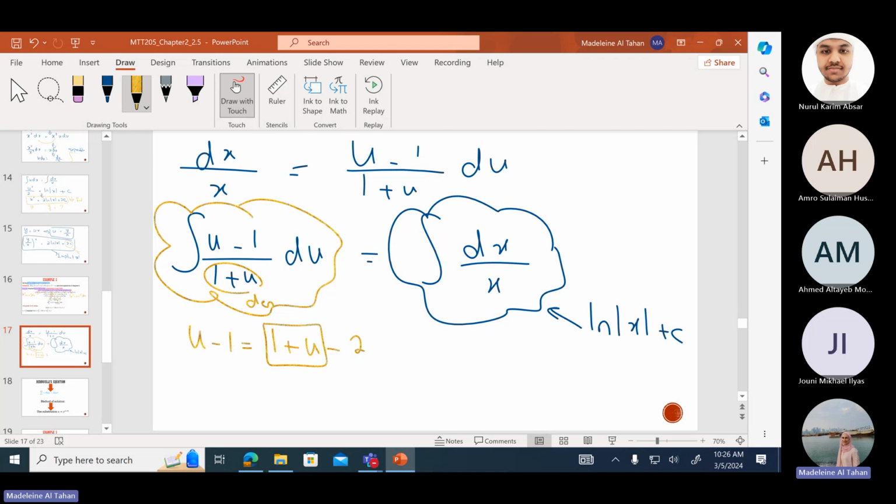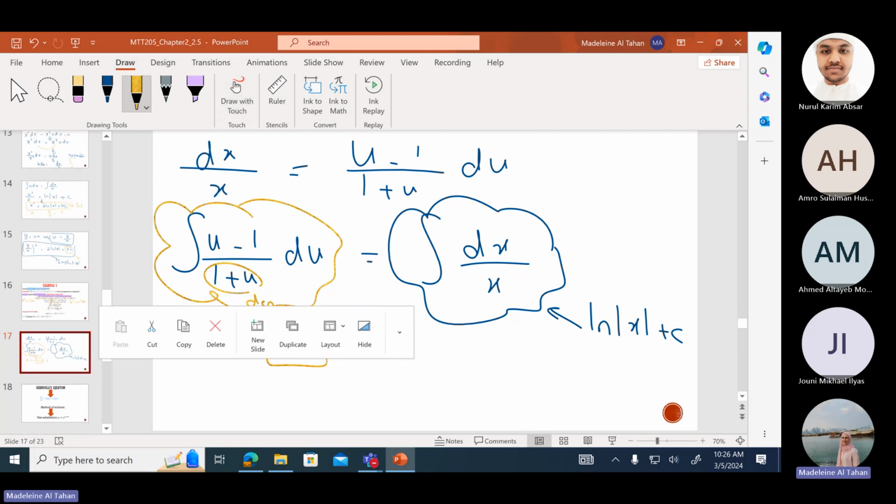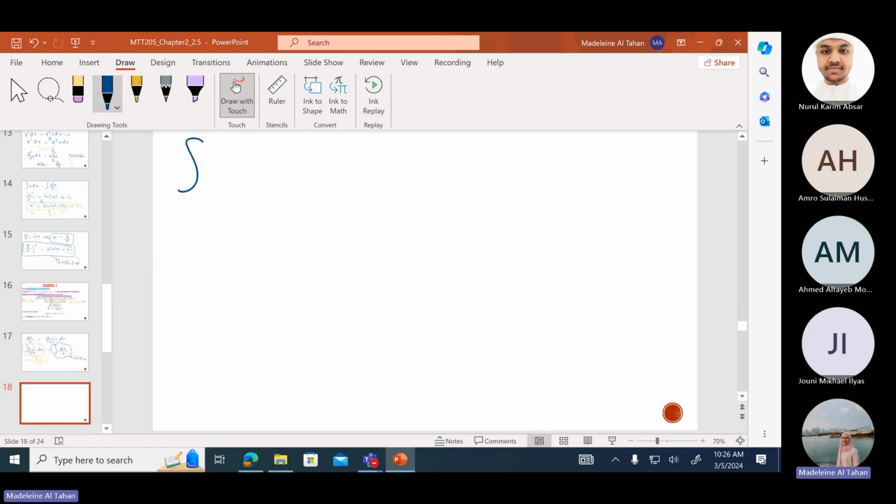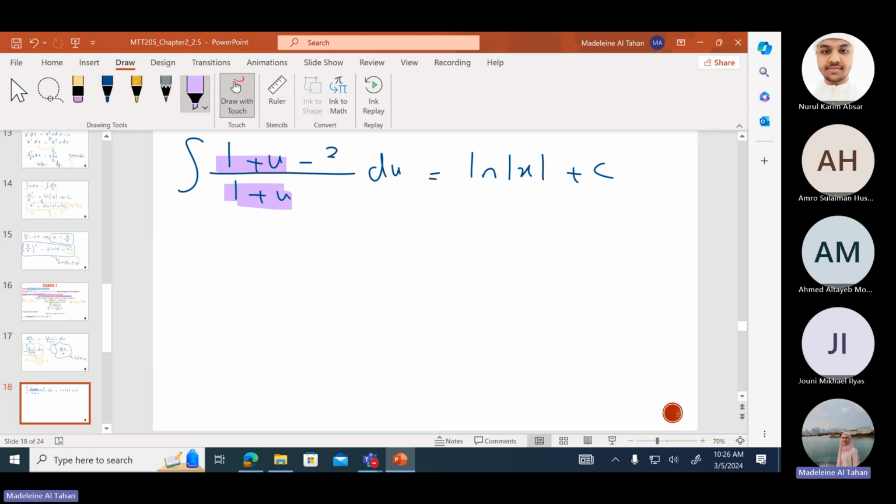u minus 1, can we write it in this way? Okay, suppose that I have 2 plus u in the denominator. What will I write? u minus 1 is 2 plus u minus 3. Okay? Now, what will we get? We will get the integral of (1 plus u minus 2) over (1 plus u) du equals ln absolute x plus constant, right? These terms are the same. This is our aim, to make it the same.